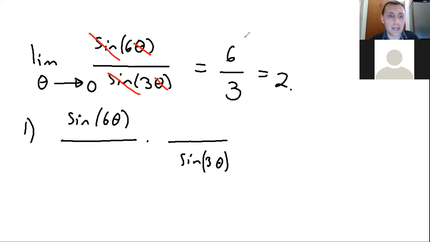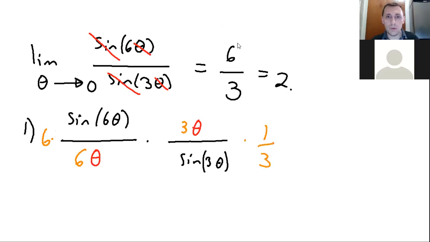What I can do is I can write theta here and theta here. Now this is what? So this now is 6 and this is 1/3. You understand? Why is this 6? Because here I can put a 6 that it needs, and therefore I multiply by 6. And here it needs a 3. So I put a 3 and divide by 3.